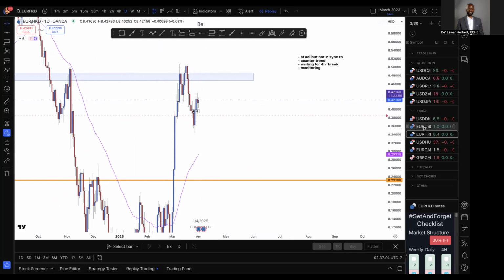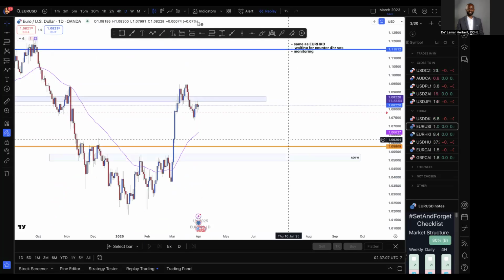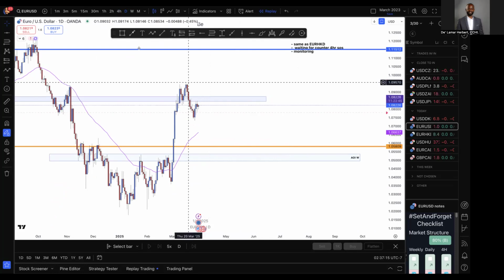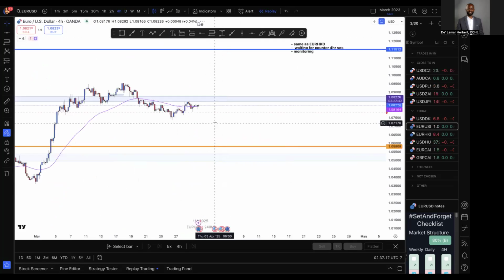Now Euro HKD is the same as Euro USD. Same thing. We'll look for this daily shift to structure up here for buys. If not, we just need that 4 hour shift to structure down here.